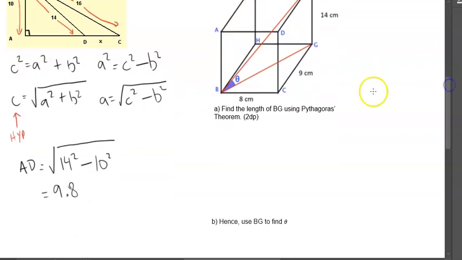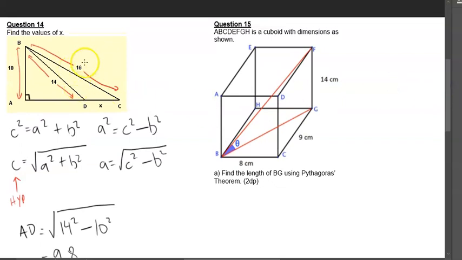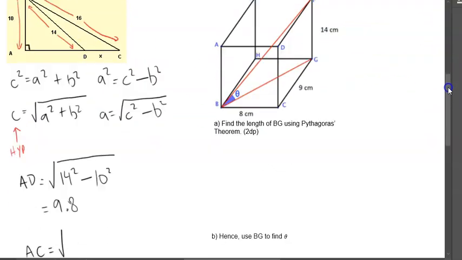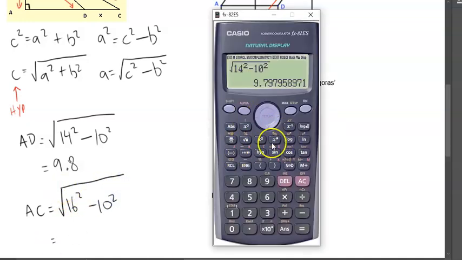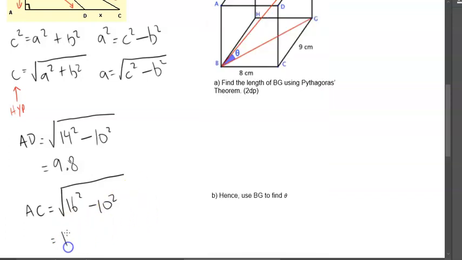Okay, so we've got A to D. Now we need to get A to C. So A to C is the square root of the longest side squared, which is 16, take away the shorter side, which is 10. So square root of 16 squared, take away 10 squared. You grab a calculator, and pressing the SD button will give us 12.48, or 12.49 when rounded.